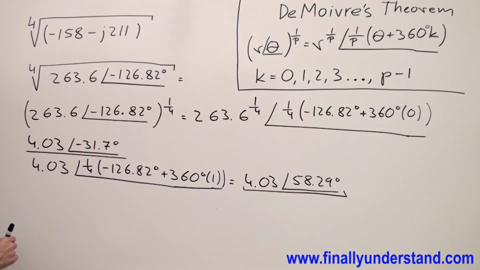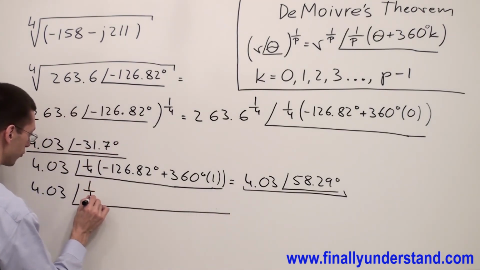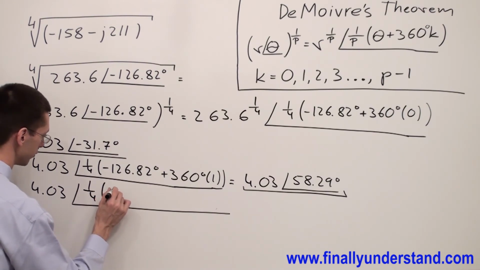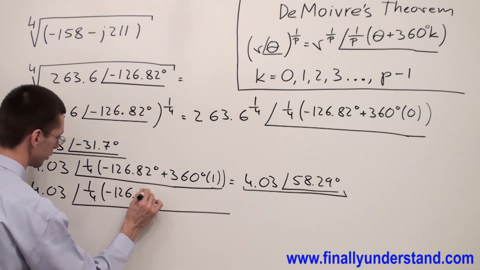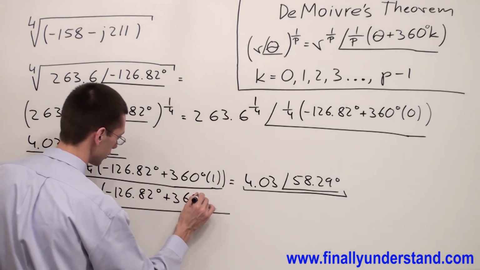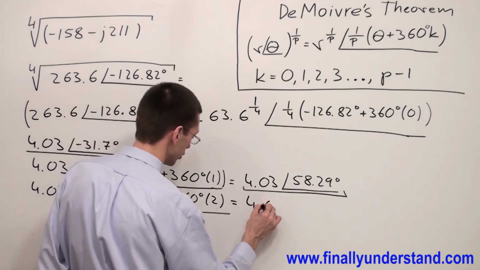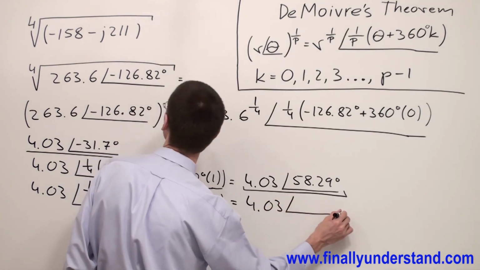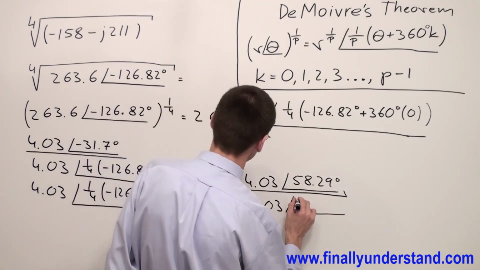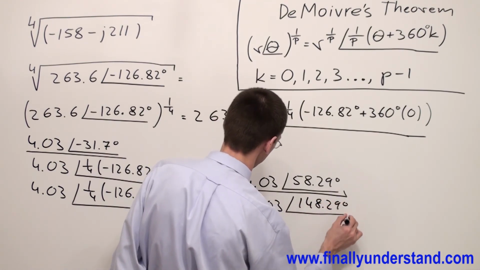If you want to find the third root, copy down the magnitude is 4.03 and angle 1/4, open parenthesis, negative 126.82 degrees plus 360 degrees times 2, which is equal 4.03 and angle of 148.29 degrees. This is my third root.